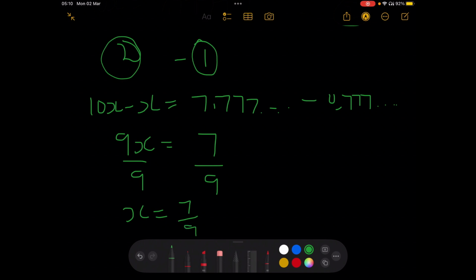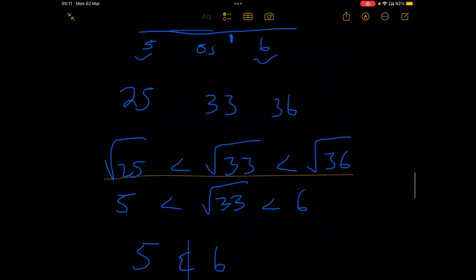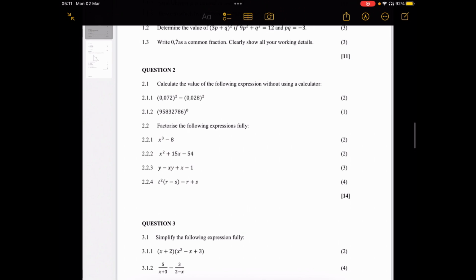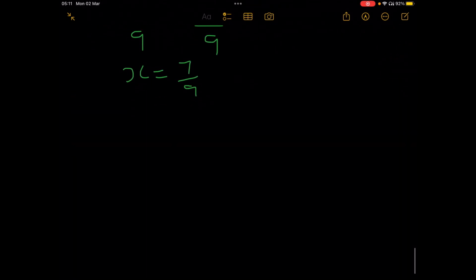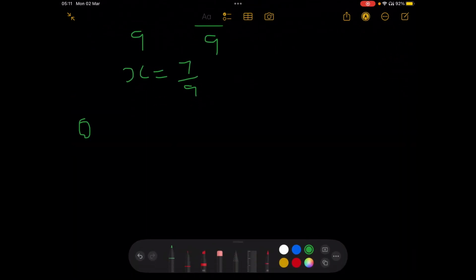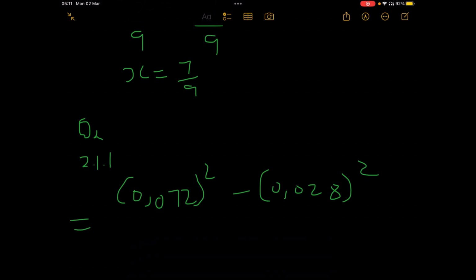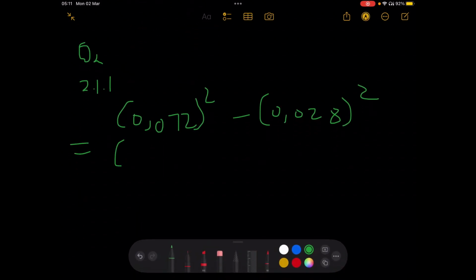Next up, it's question 2, where they say you have to calculate without using a calculator. In question 2, we're given these decimals to calculate without using a calculator, 2.1.1. Given 0,072 squared minus 0,028 squared. Now, this looks like a difference of 2 squares. Then we make it look like a difference of 2 squares.